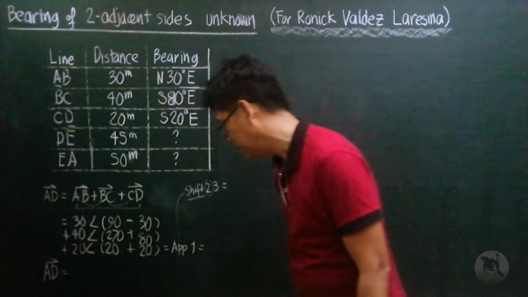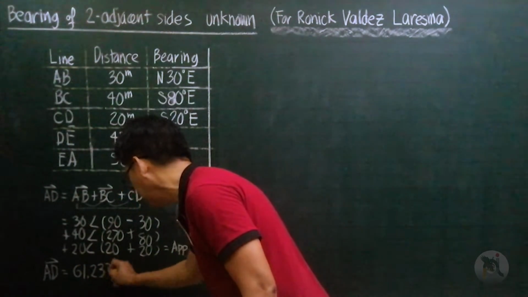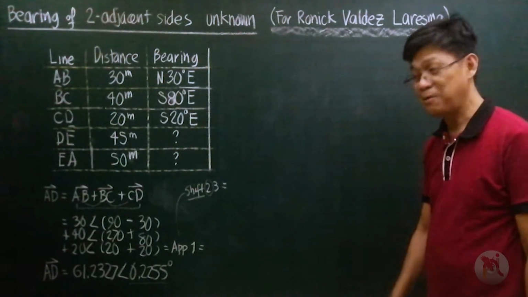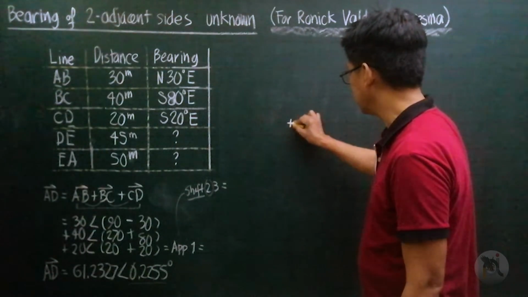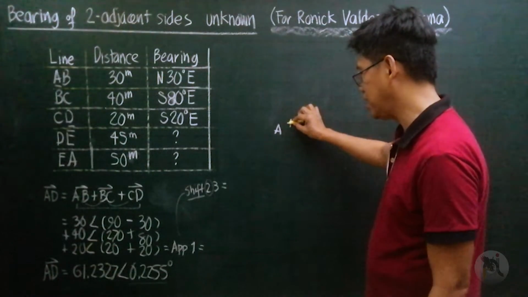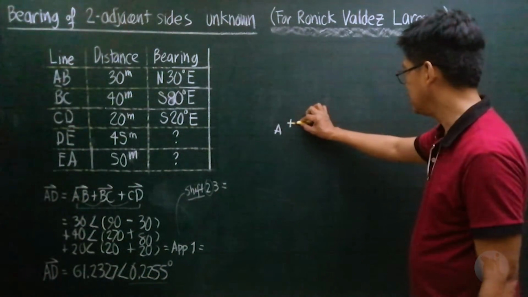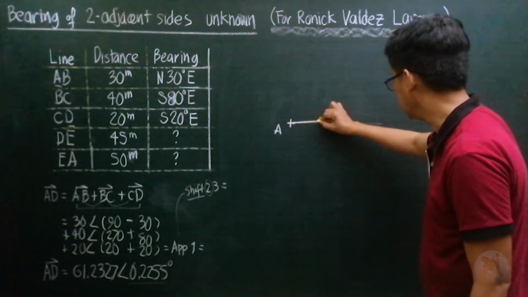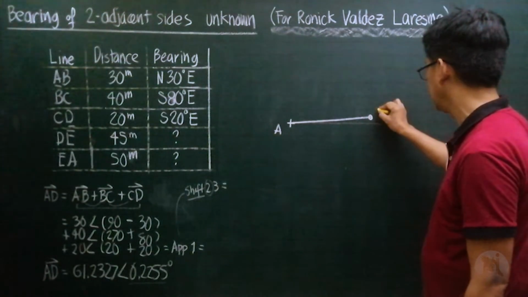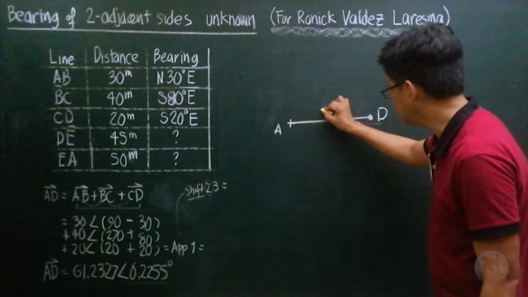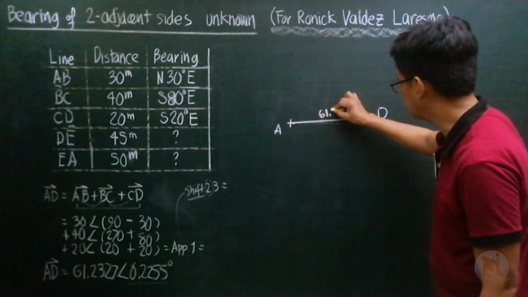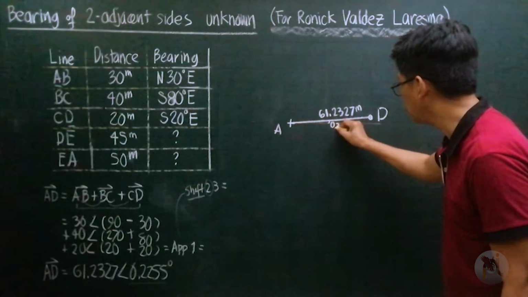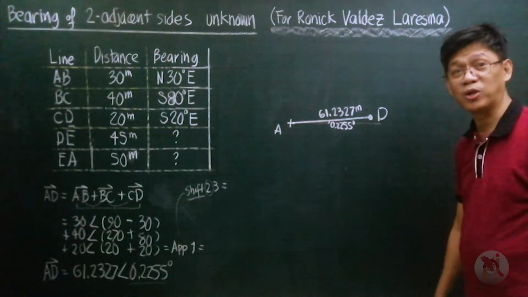And this is your AD. And you will get here 61.2327 angle 0.2255 degrees. A very small angle. So, let me plot that. Let us say that this is your A. Then A to D is at an angle of 0.2255 degrees. This is 0. So 0.2255 degrees is somewhere here. So let us say that this is your D. That is A to D. And this is 61.2327 meters. And this angle is 0.2255 degrees, less than 1 degree.